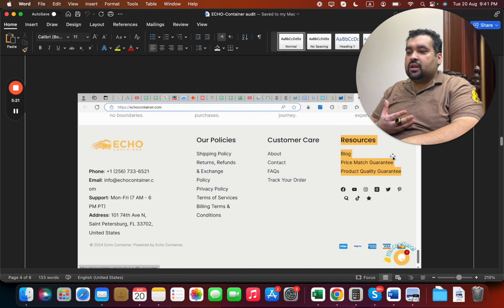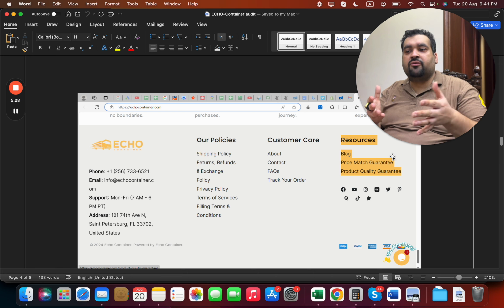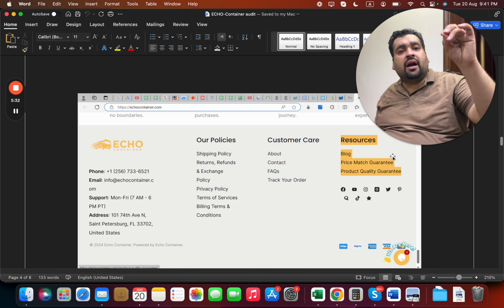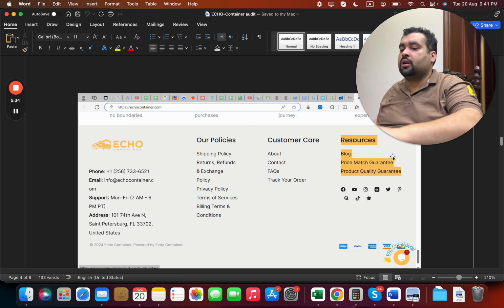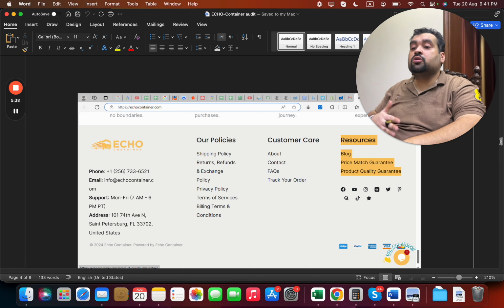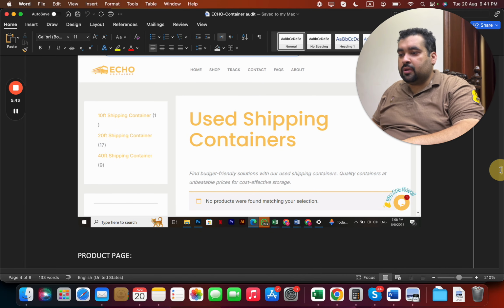And then, when you say a price match guarantee, how are you offering it? Product quality guarantee, how are you offering it? Do you have any certificate? If it's a general claim, Google won't approve it; you need to back up the claim. That is very, very important, and mostly people don't know, and that is why we thoroughly review the content. Again, it's a teamwork.